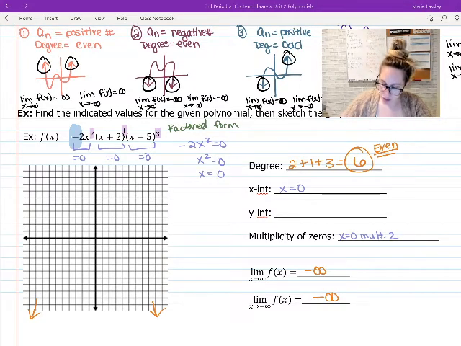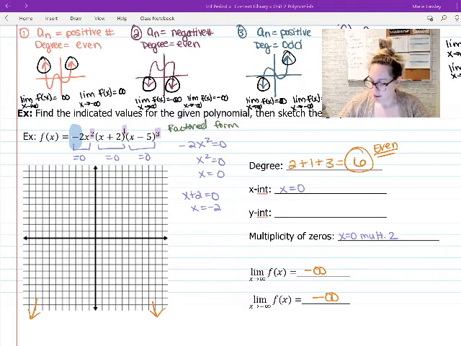All right, let's do our next one. So our next one is x plus 2 equal to 0. That gives us x equals negative 2. That's another 0. Now this parentheses has an exponent of 1, so this has a multiplicity of just 1. So x equals negative 2 has multiplicity 1.